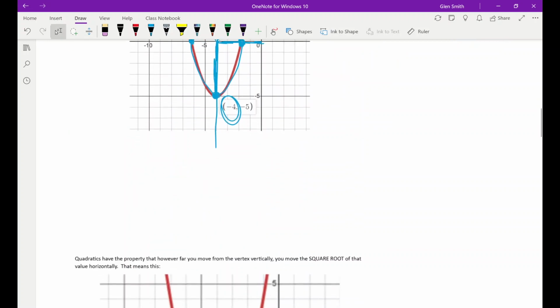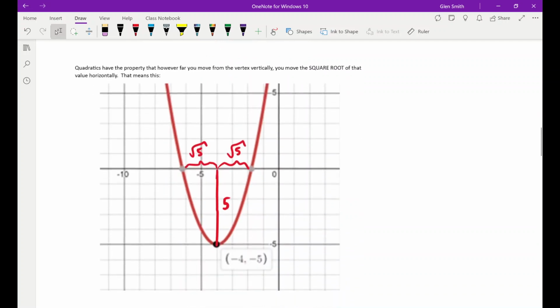And here's the big secret here. However far down we move the vertex vertically, so again, I move the vertex down 5 here. That's what happened. See this distance? It went down 5. I know that because the y value is -5. What happens is the roots, the zeros of this thing, move the square root of that number horizontally. So if I pull the vertex down 5, then I move the roots over square root of 5. But we go to the right root 5 and to the left root 5.